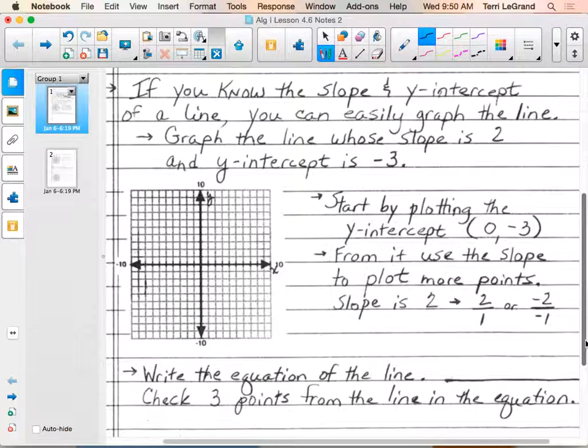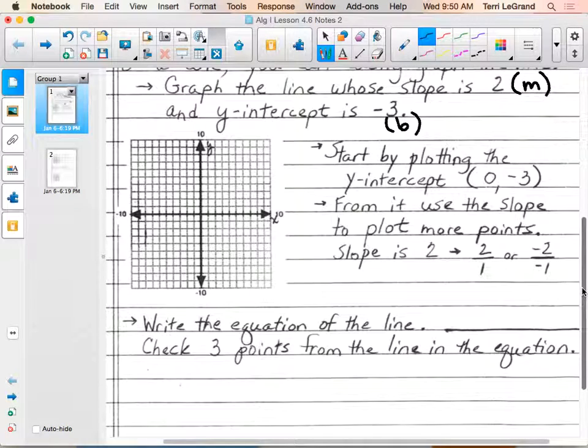Graph the line whose slope is 2 and y-intercept is -3. Basically they're telling us here that the slope is 2, so what would that be? Our y, m, x, or b? That would be our m. What would the -3 be? That's the y-intercept. If we have to write the equation, we can substitute that in for the b. Right now, we're just going to use it for graphing.